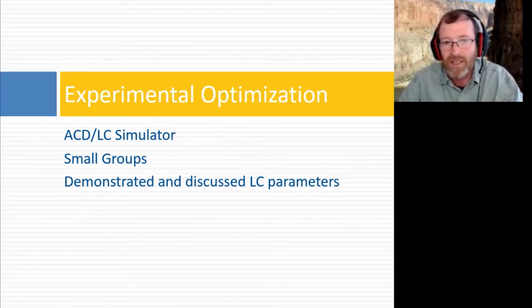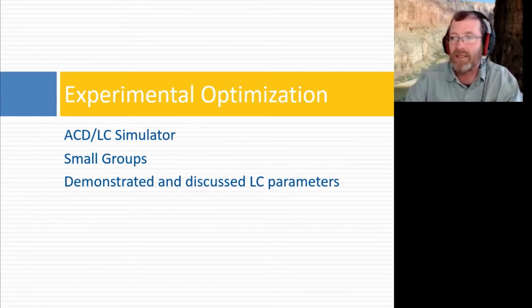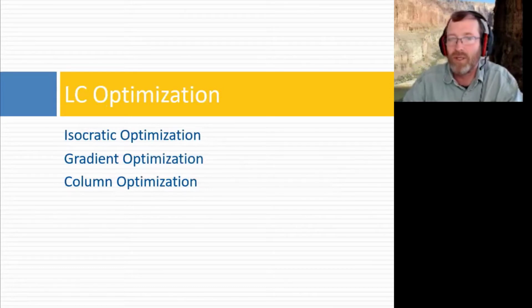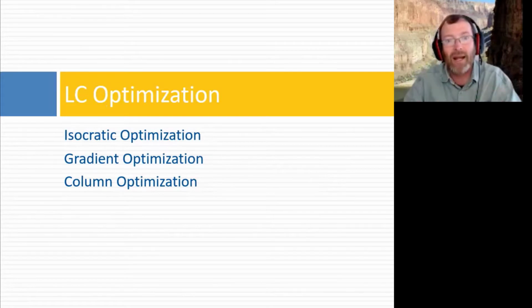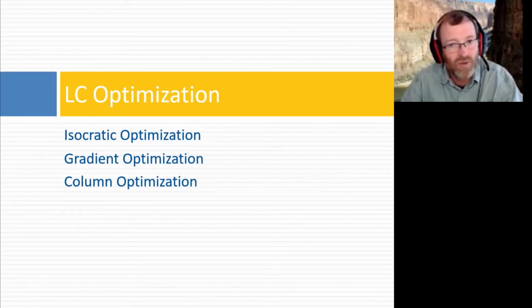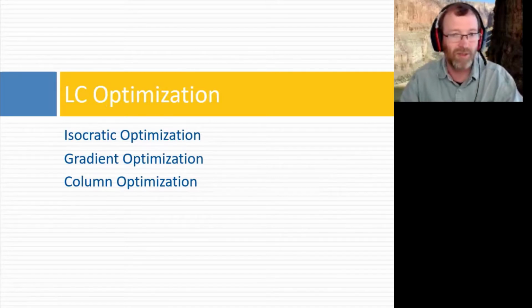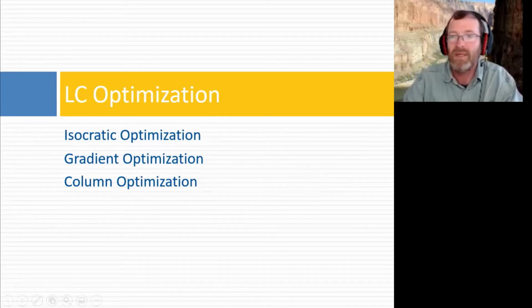I was able to demonstrate and discuss important LC optimization parameters and experimental design choices that the students would have to make. From there, what I want to do is go through some of the major things we looked at. I showed them how to optimize an isocratic system, then used that as a basis to introduce the idea of using a gradient elution, and then how to optimize the gradient. Finally, we talked a little bit about column optimization, and that was where we were able to do some things that normally I'd never be able to do in the classroom.